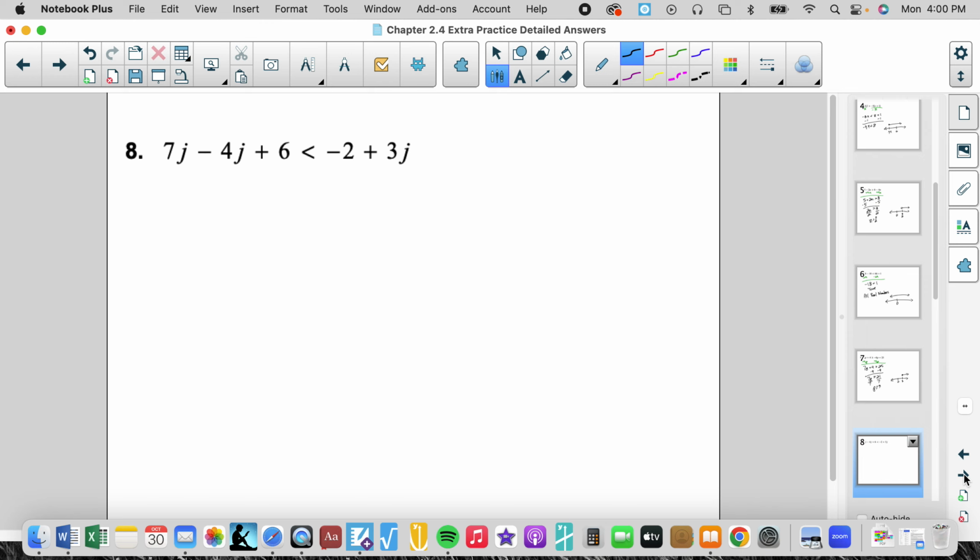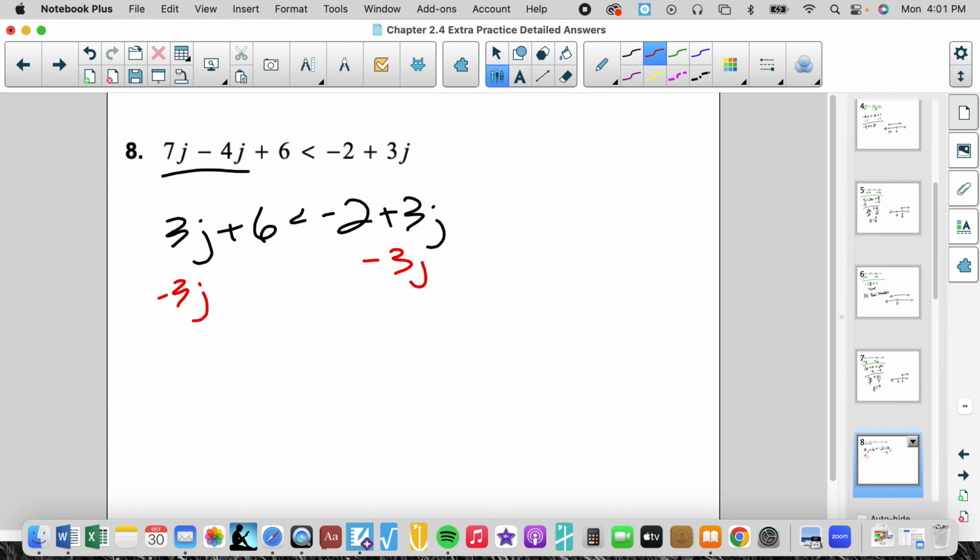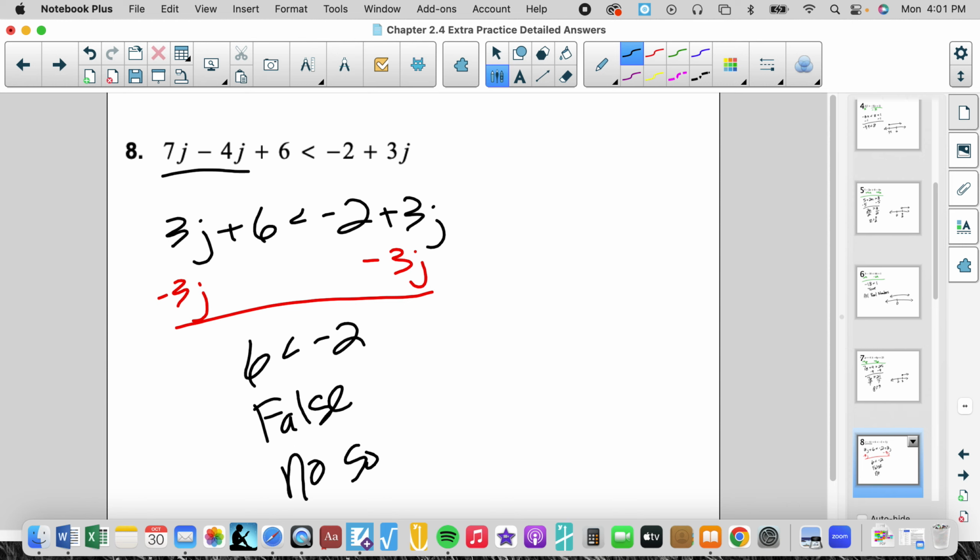This is a good one. So let's simplify. We should always simplify the sides before we do any moving. And now we're going to move the j's. We get a statement 6 is less than negative 2. That is false. 6 is not less. So my answer is no solution.